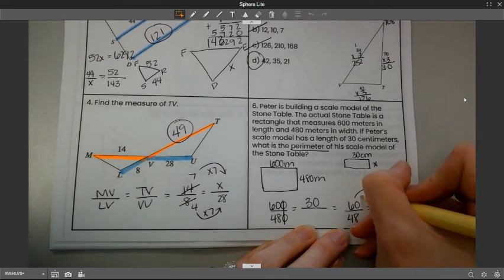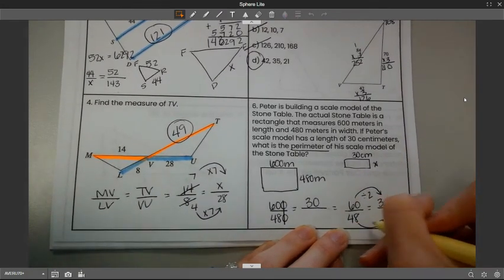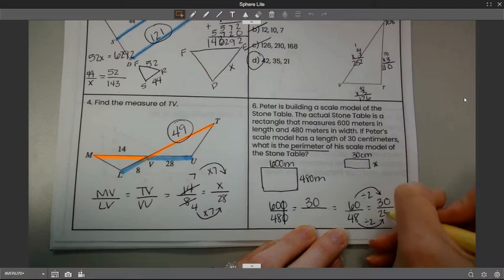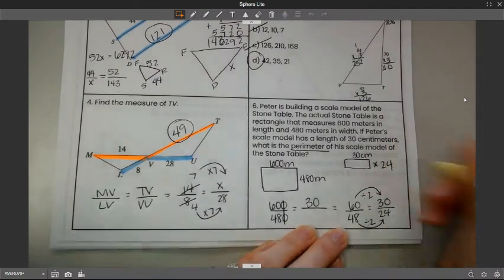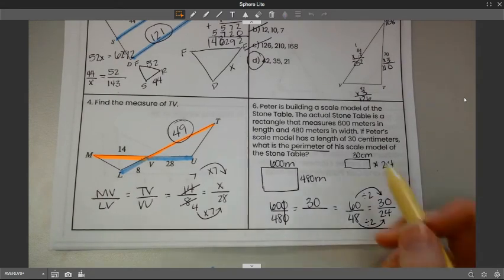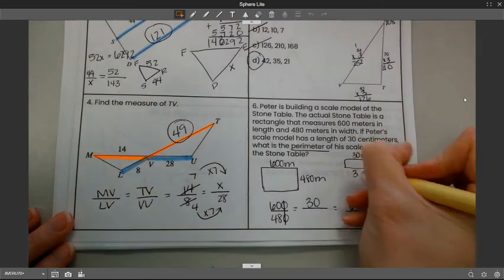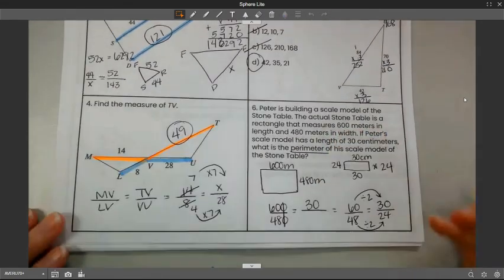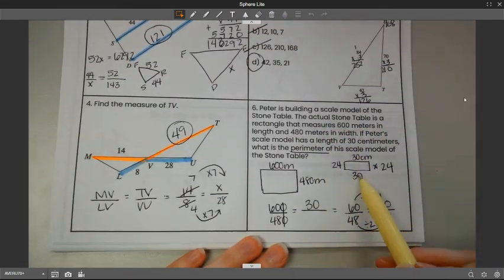Well, to go from 60 to 30, I divide by 2. So 48, I'm going to divide by 2. I get 24. Now, the question here is, did I answer the question? The question says if Peter's scale model has a length of 30, what is the perimeter? Well, perimeter is when I add all of the side lengths here. So what I'm going to have to do is I'm going to have to add my side lengths.